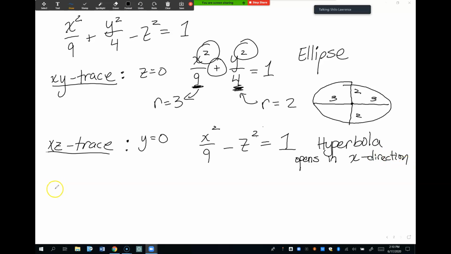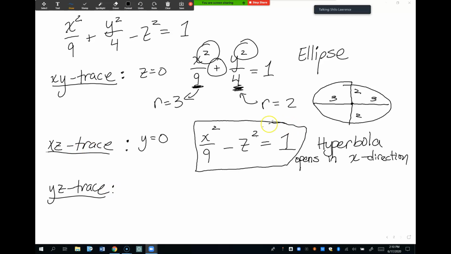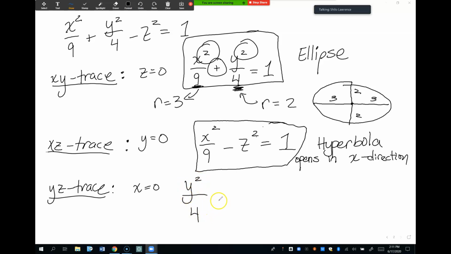And then for our last one, we've got to do the YZ trace. That last test problem is asking you what the equations for the traces are. So this is what they're asking you to find. This is the equation for the XZ trace. This is the equation for the XY trace. And then for the YZ trace, we're going to let x equal 0. So the whole x term is going to disappear, and what we're left with is y squared over 4 minus z squared equals 1.